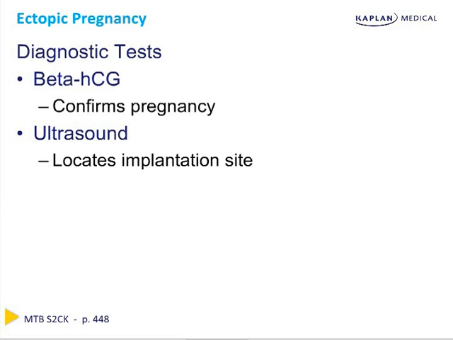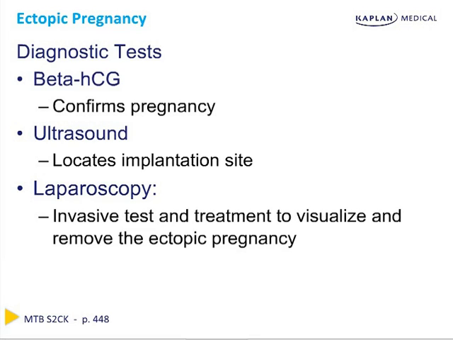A good clinical rule of thumb is that you should have a doubling of beta-hCG every 48 hours. So if your initial beta-hCG is below the discriminatory zone, you can reliably predict a rise in beta-hCG and determine when the discriminatory zone stipulation will be met. If a patient presents and is unstable, laparoscopy may be necessary to diagnose the ectopic pregnancy in order to visualize and remove the ectopic pregnancy in the adnexa.